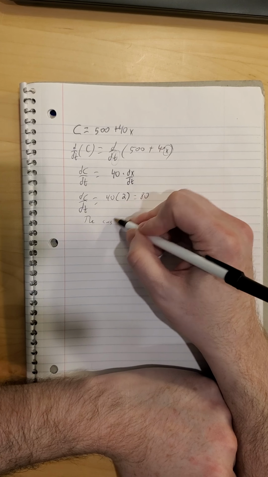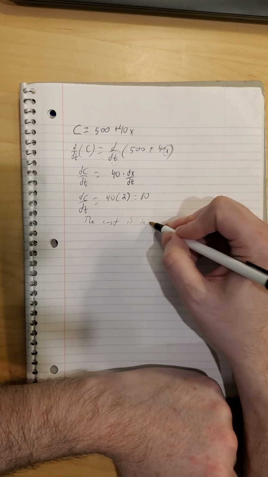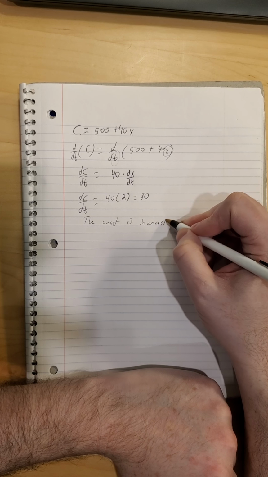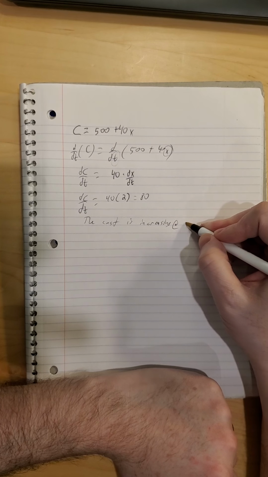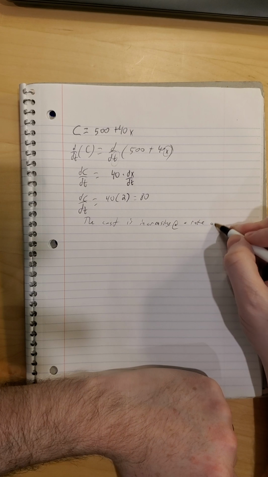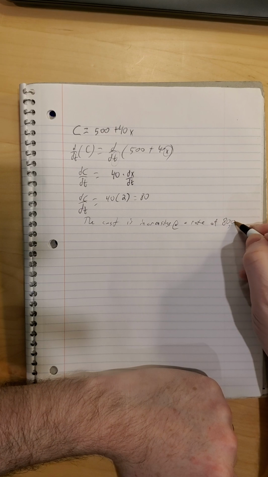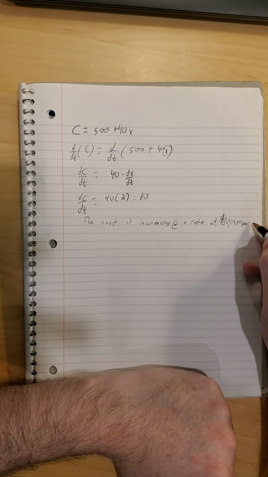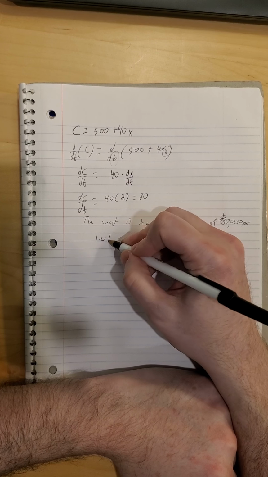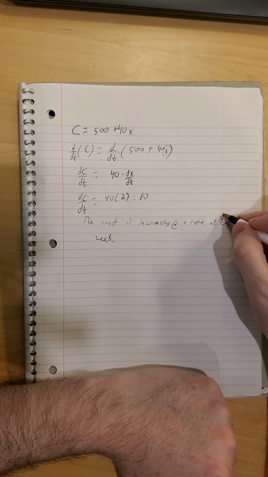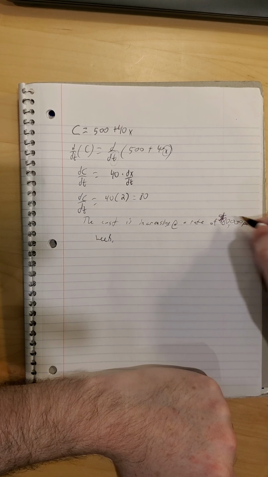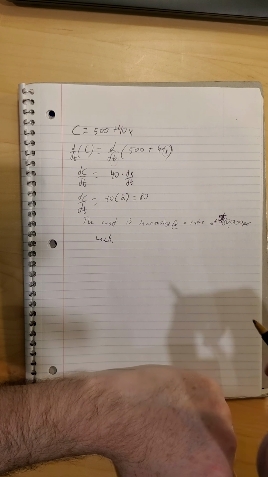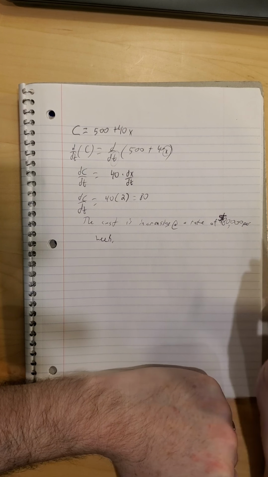So the cost is increasing at a rate of $80,000 per week. So don't forget your units on there. That is the ugliest dollar sign I've ever made. $80,000 per week in increase.